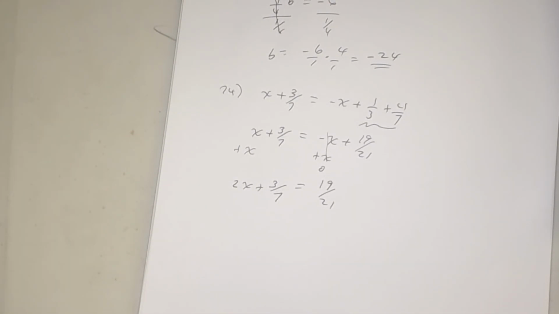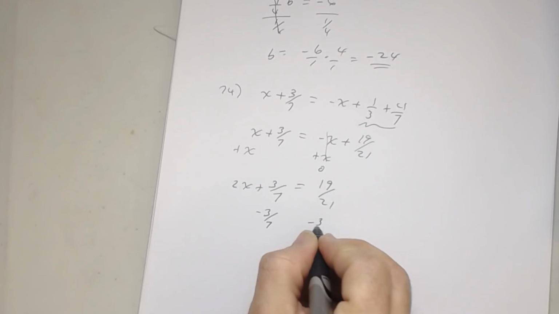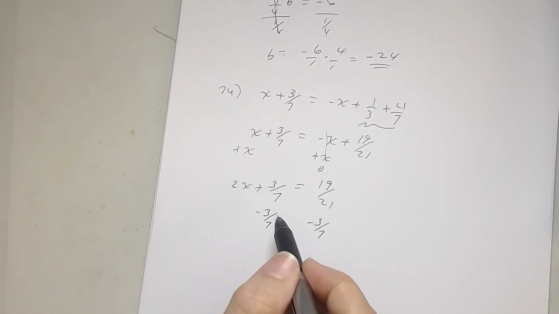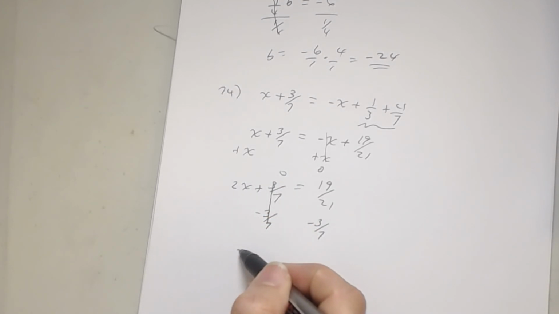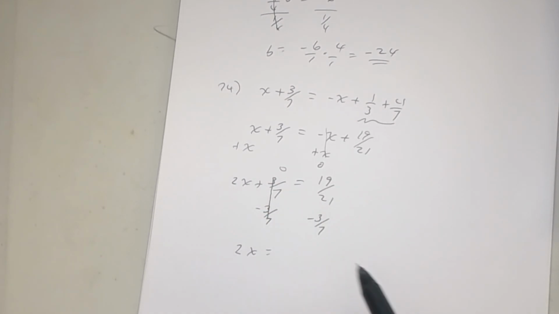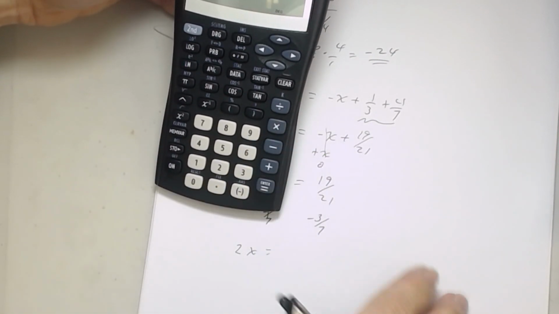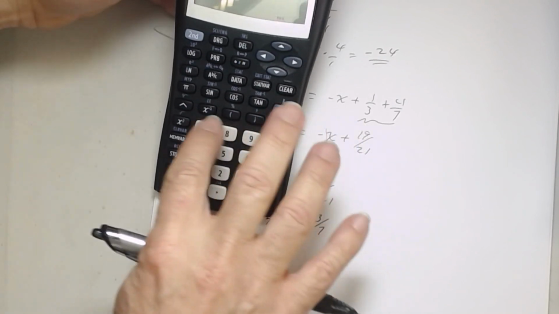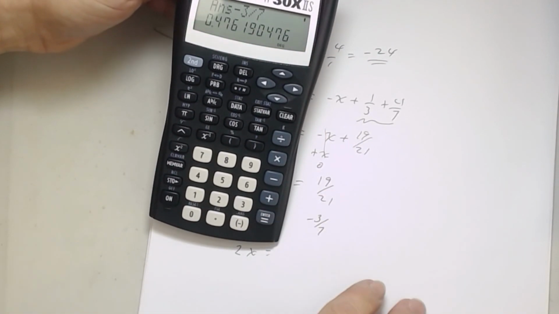Now, what's the next step? Constant to the other side. So what are you going to do? Subtract 3/7. Good, because right now I'm adding 3/7. Then combine like terms. 3/7 and -3/7 is 0. What's left on the left? Now use your calculator on the right. So 19 divided by 21 minus 3 divided by 7. When you put that in your calculator, you get this decimal.